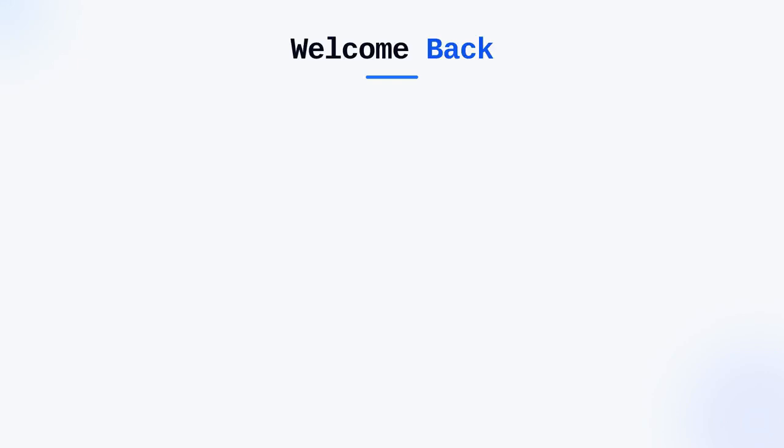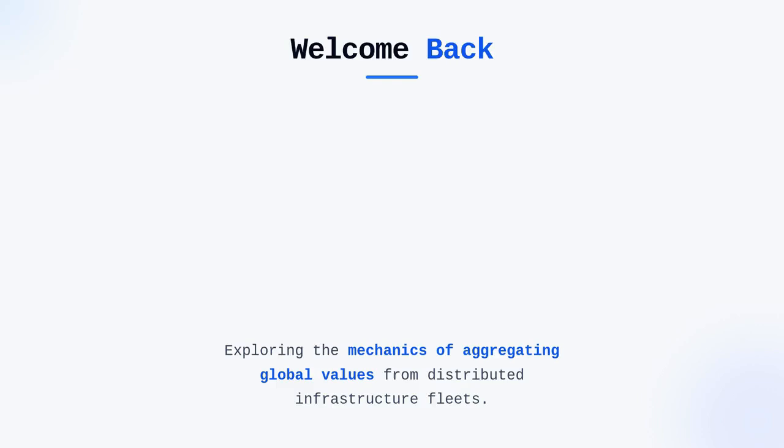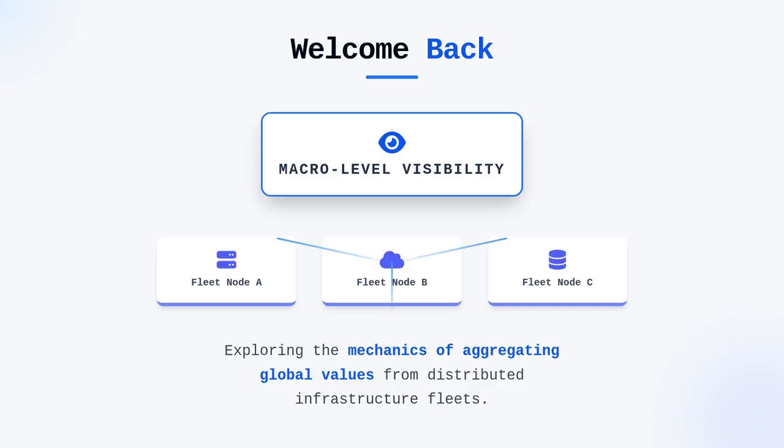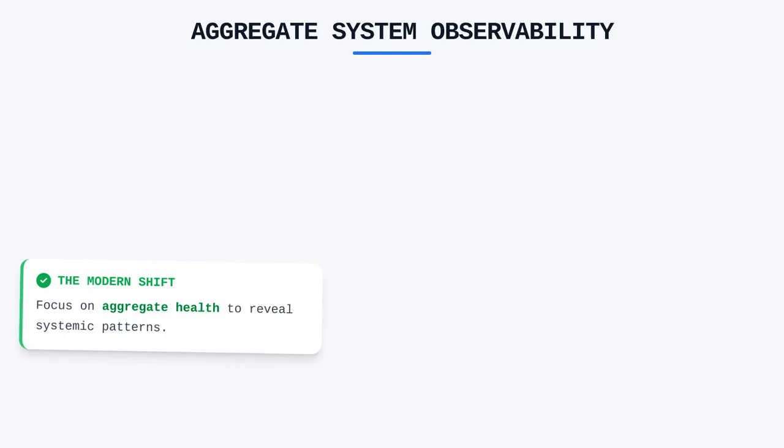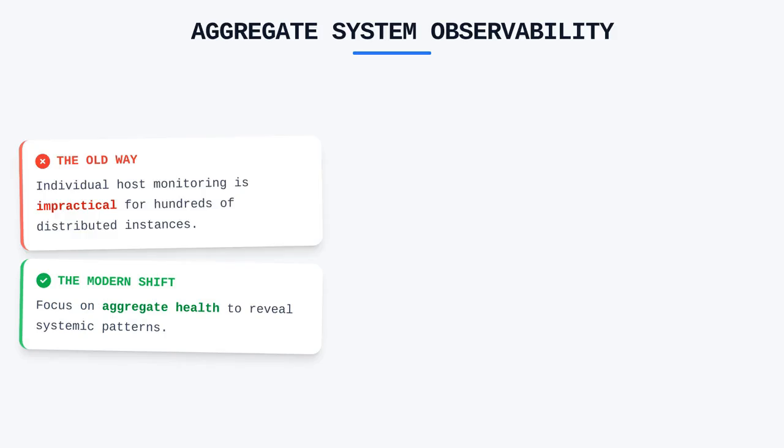Welcome back. In this session, we will examine the mechanics of aggregating global values from distributed infrastructure fleets to achieve macro-level visibility. Working with large-scale environments requires us to move beyond individual host monitoring and instead focus on the aggregate health of our systems. When you manage hundreds of distributed database instances, looking at each one individually is not only impractical, but also masks the broader patterns that define your application's performance.